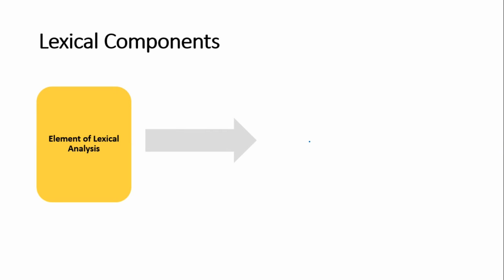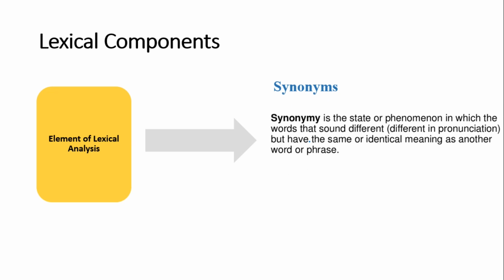So I'm continuing my last video in which we are talking about the different components of lexical analysis for doing the semantic analysis on the text. So we had talked about synonyms, in which we are looking for the words that are having the same meaning, but the pronunciation of those words is different.